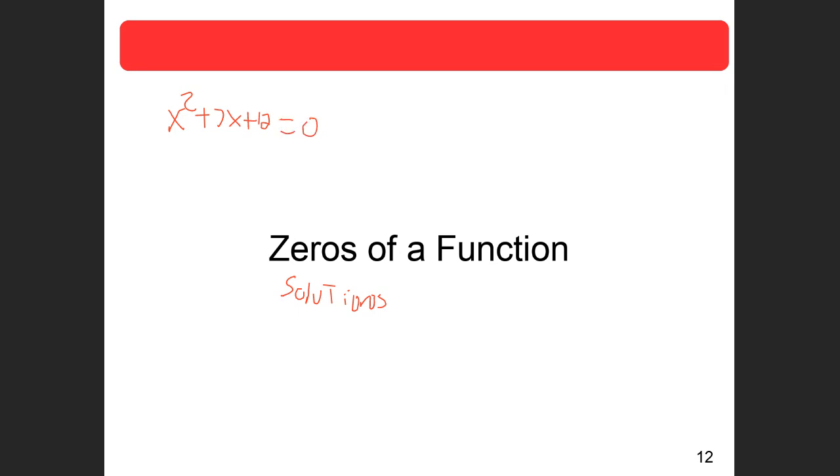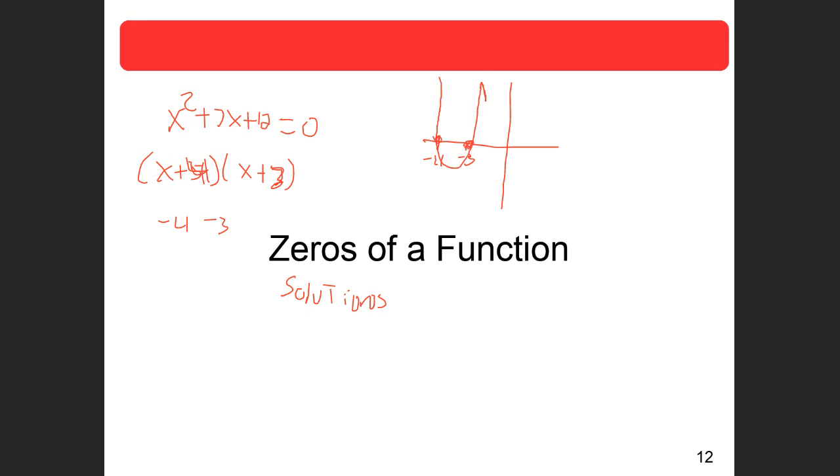So if that's set equal to 0, I factor this: x plus 5, x plus 2, no, that does not work. 4 and 3. So x plus 4, x plus 3, and the solutions are -4, -3. So those are my zeros of the function. Now, if we graph this, we know that at -4 and -3, this parabola is going to cross. Those are the zeros of the function.